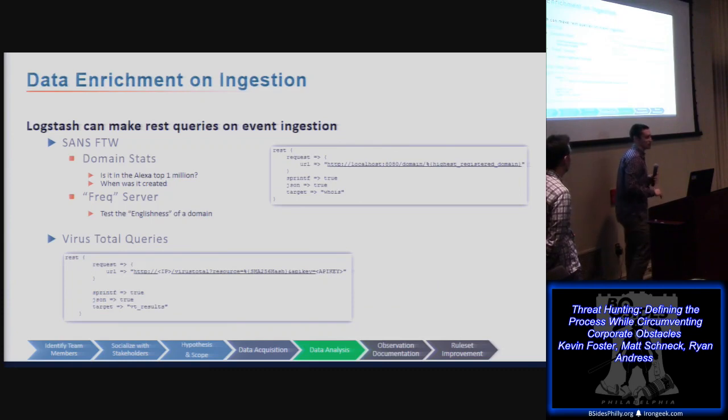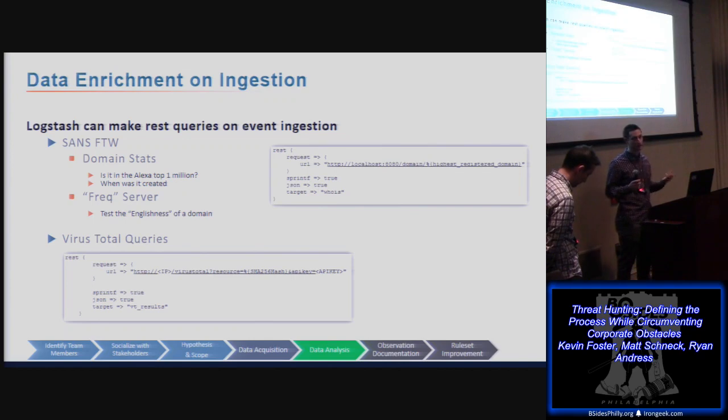So, data enrichment on ingestion. Logstash can make REST queries on ingestion, and Kevin mentioned this a little bit ago, but two tools: domain stats and frequency server. Mainly with domain stats, so definitely with DNS logs: is it in Alexa's top 1 million? So two things that I know we've done.